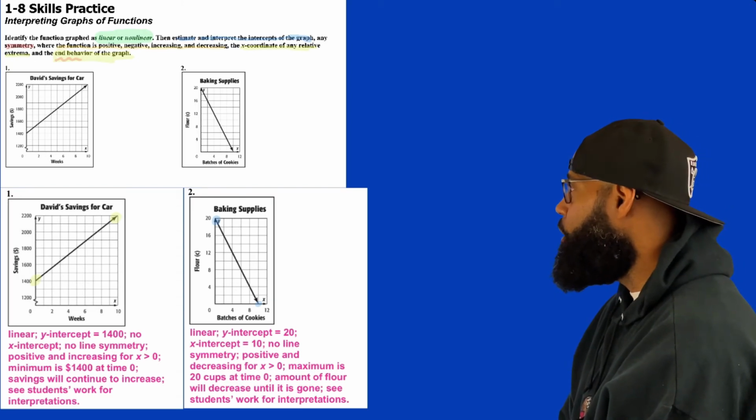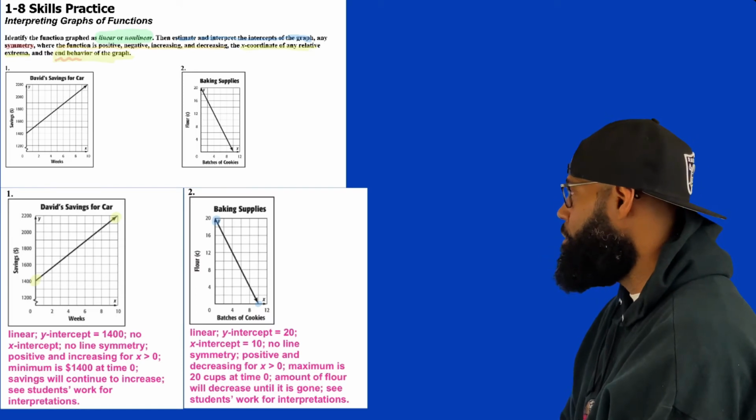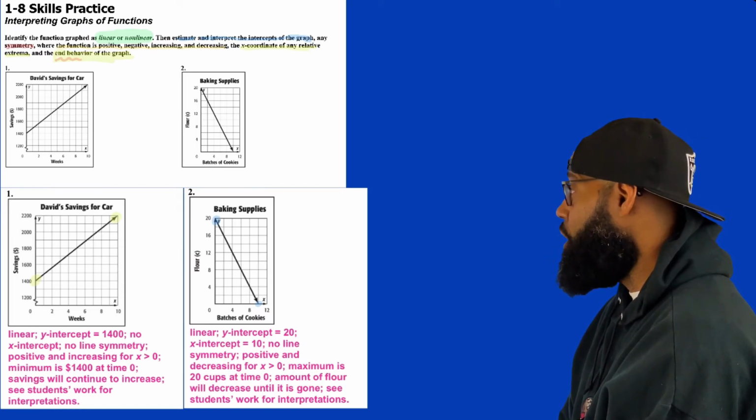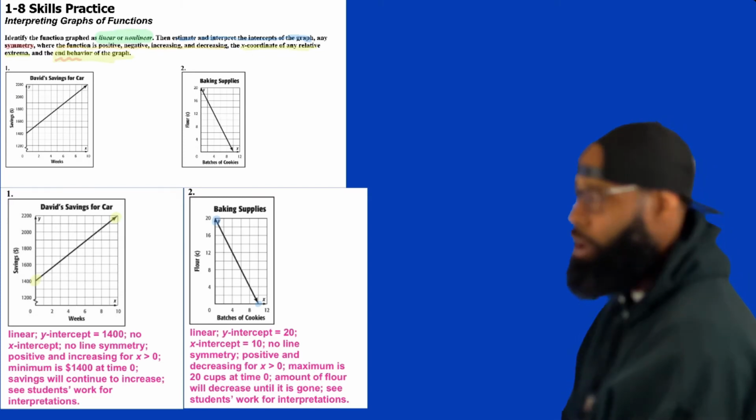Estimate and interpret the intercepts of the graph. So we do have a y-intercept and we do have an x-intercept. The y-intercept is for cups of flour, 20 cups of flour, all right? And as it decreases, all the way down there to the x-intercept, which looks like 10, all right? So y-intercept is 20, x-intercept is 10. We can interpret that. What does that mean, right?